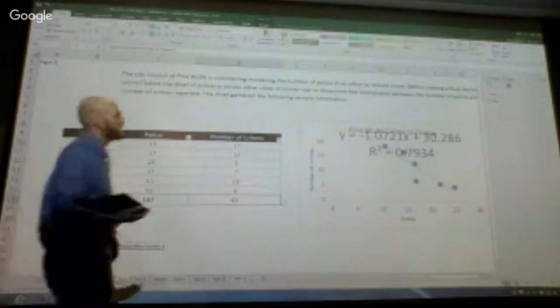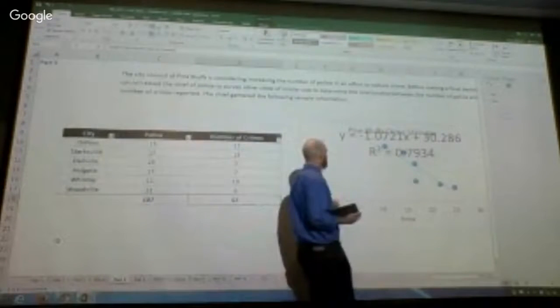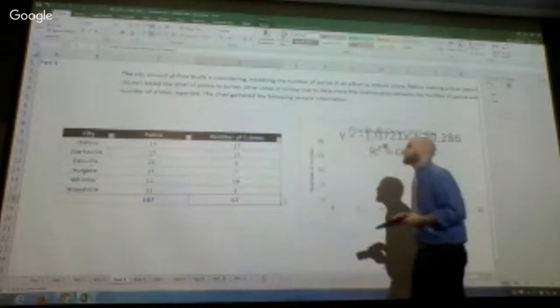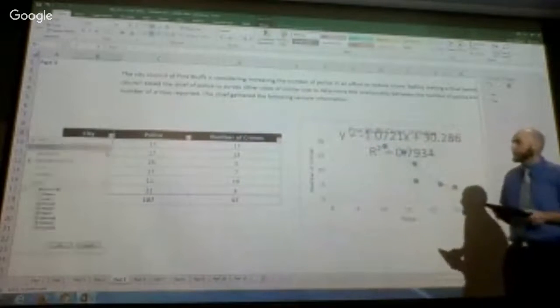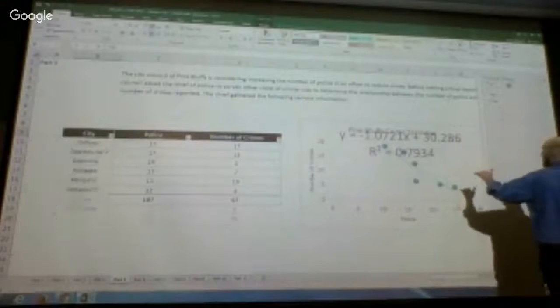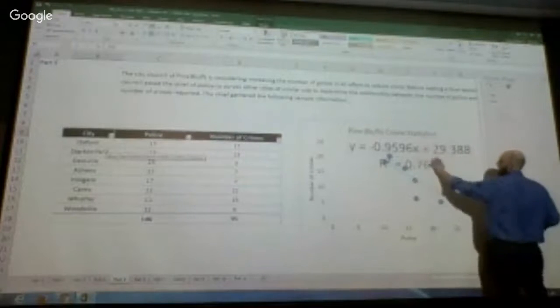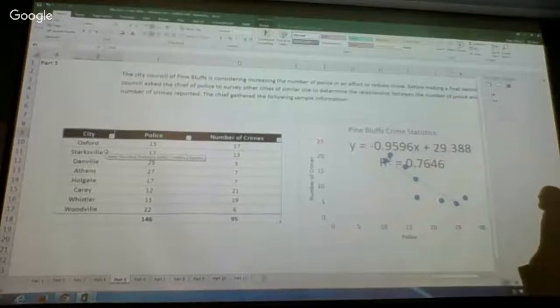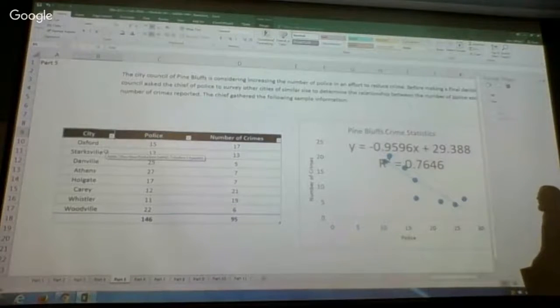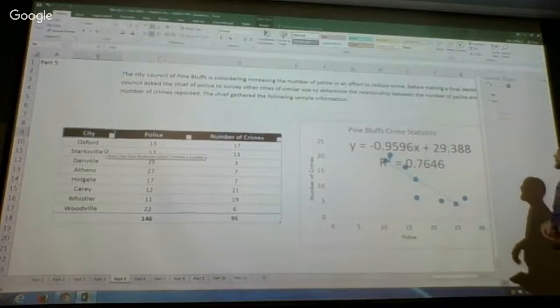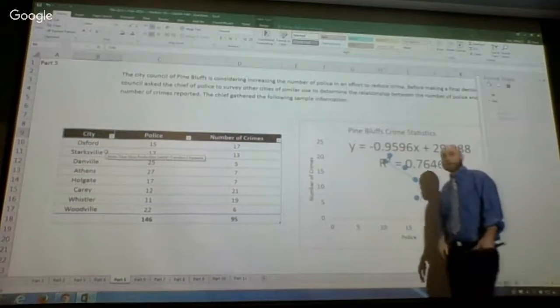Also note that because the chart is connected to this table, if you include or exclude different things, the chart and the equations and the R-squared and all that stuff will change as well. But if we just look at the data that we have, the 8 cities, this is the stuff that we've generated for those 8 cities.